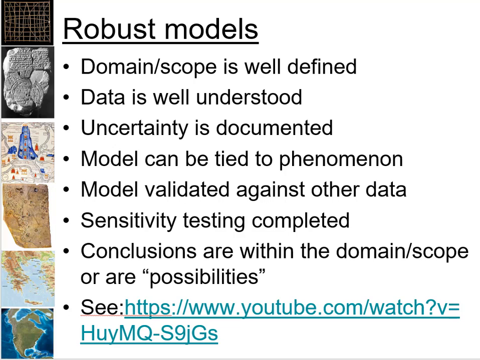We'll talk more about that, and that the conclusions are within the domain or scope or possibilities. In other words, I've seen folks come up with models that predicted tree height that had negative numbers in them. It's like, trees aren't negative, okay? And feel free to check out that YouTube video.